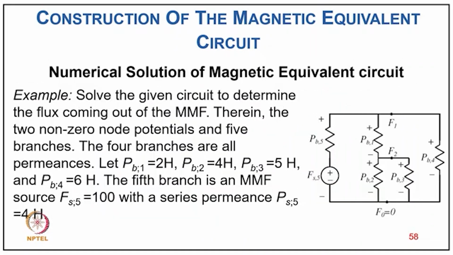Now coming to an example of this magnetic circuit equivalent. We have solved this given circuit to determine the flux coming out of the MMF source. Therein, there are two non-zero node potentials and 5 branches. The 4 branches are all permeances: P1 equal to 2H, P2 equal to 4H, P3 equal to 5H, and P4 equal to 6H, and the 5th branch is an MMF source, Fs5 equal to 100 with a series permeance of P5 equal to 4H, as you can see in the complete equivalent circuit here.